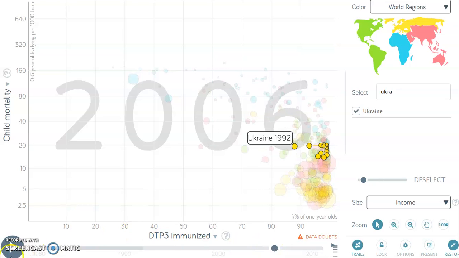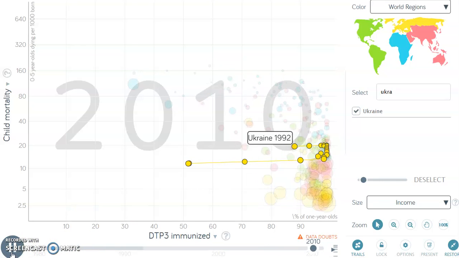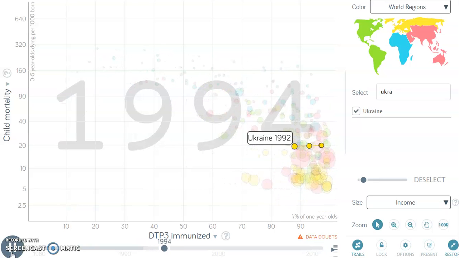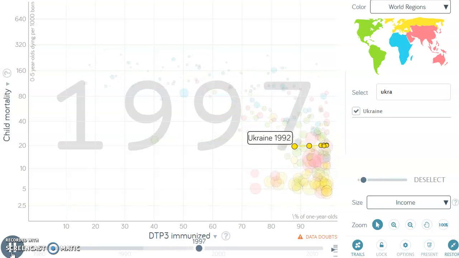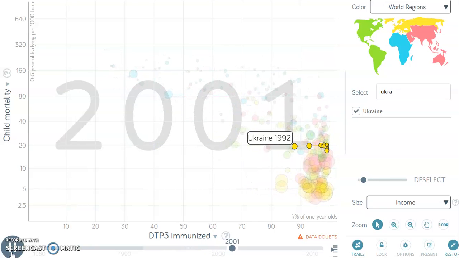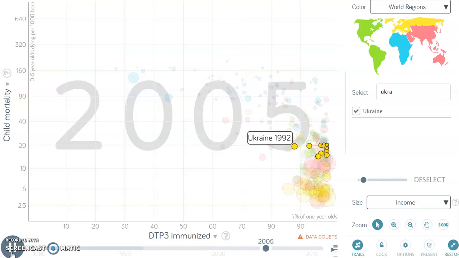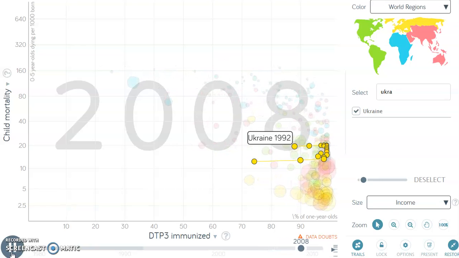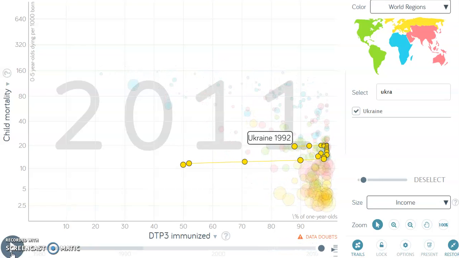Now I wasn't able to find direct evidence of why this is, but there were outside organizations that were funding vaccinations in Ukraine, and that funding did stop in 2008. The program went from 2002 to 2008. So that is a likely cause for this drop of vaccination rates in Ukraine.